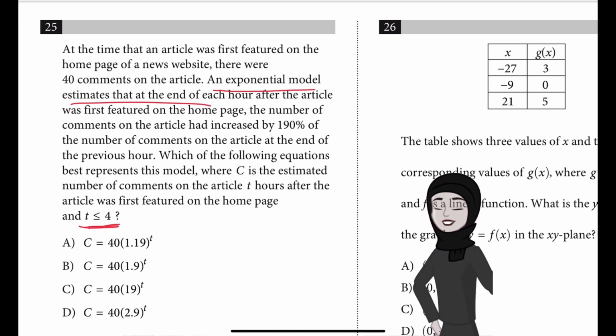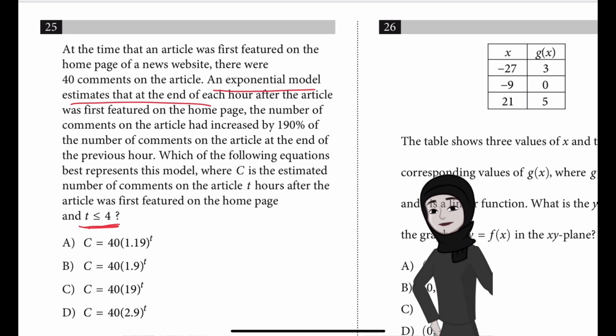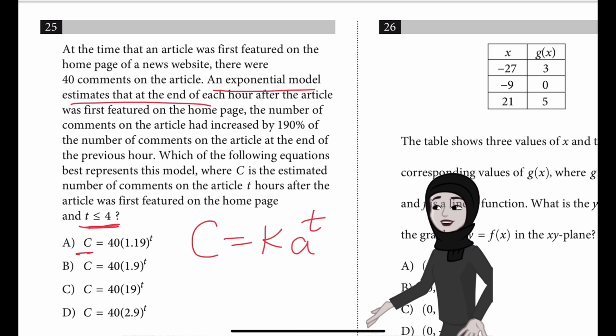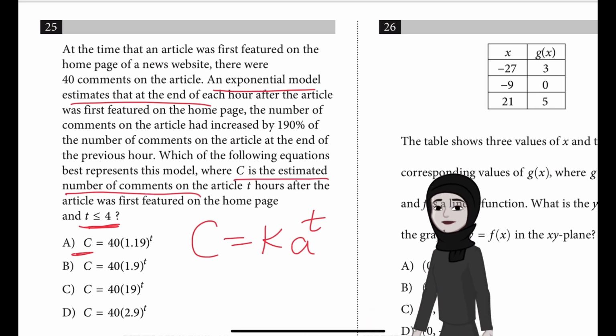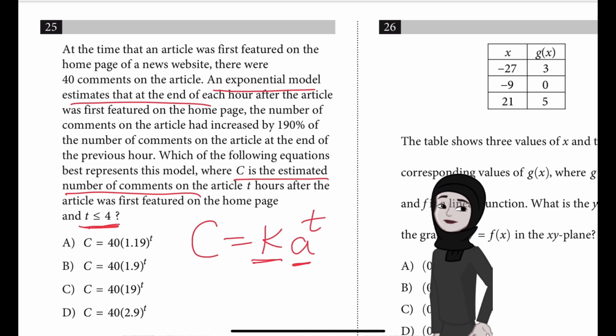It's given that an exponential model estimates that the number of comments on the article increased by a fixed percentage at the end of each hour. Therefore, the model can be represented by an exponential equation. So, how will an exponential equation look? C is equal to K times A raised to the power of T. C is the estimated number of comments on the article T hours after the article was first featured on the home page, and K and A are constants. So, we have to figure out K and A to get the exponential equation.